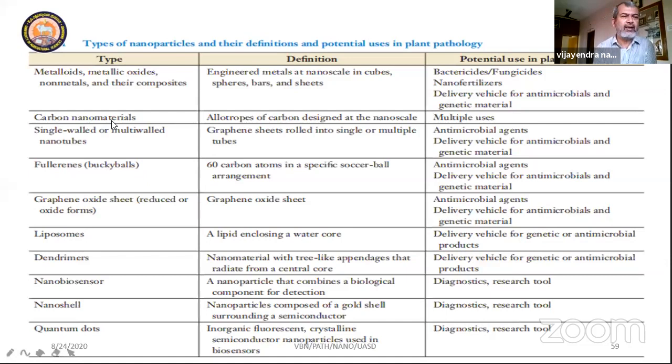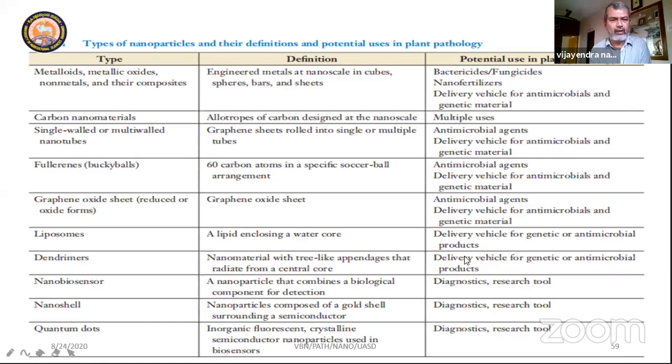CNT, carbon nanotube, is meant for many purposes. You can use it for anything. There is one report where they say that carbon nanotube enhanced the tomato yield. The exact role is not known, but they say it increases growth regulatory activity, and it has been shown. Then we have the examples of liposomes, dendrimers, nanobeads, and all these things. Generally, they are meant for delivery.